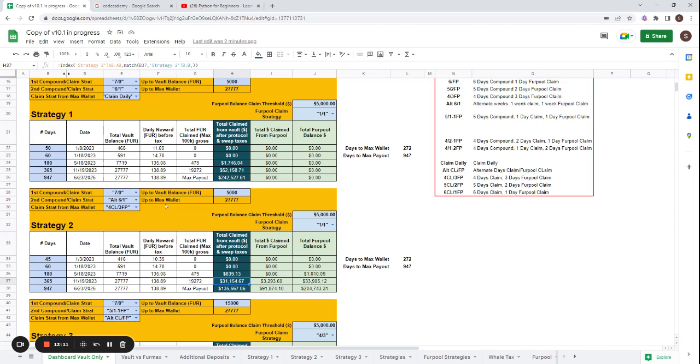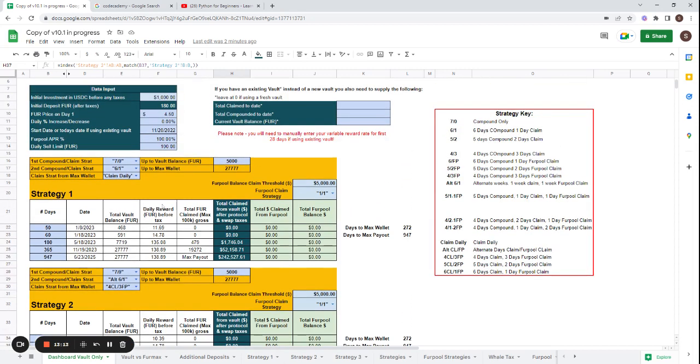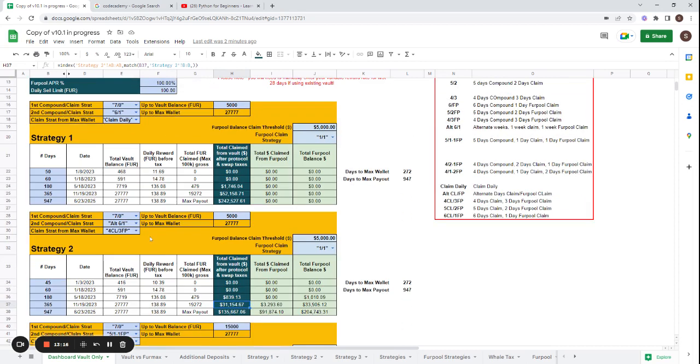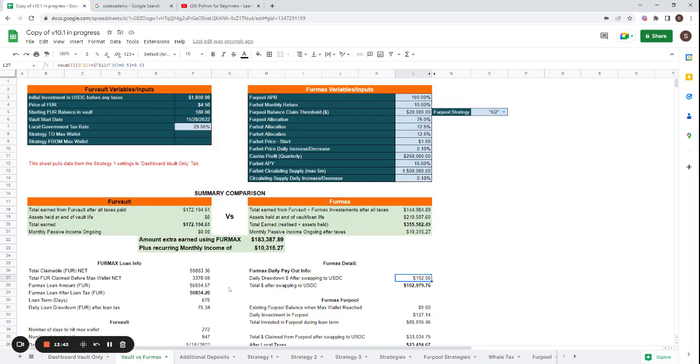Okay, so this should be dead straightforward. Have a play around with this, guys. See what you think. Maybe you want to just alternate daily once you hit max wallet, so 1 day claim, 1 day Furpool claim. And again, you're going to see what difference that makes to your overall amount of cash that you can take out of the system. I haven't even talked about Furmax yet, and Furmax is also included in this calculator.